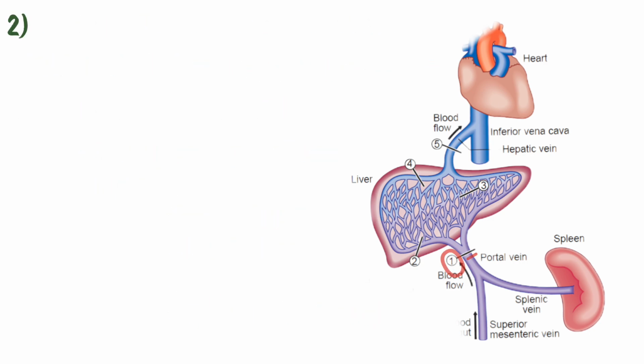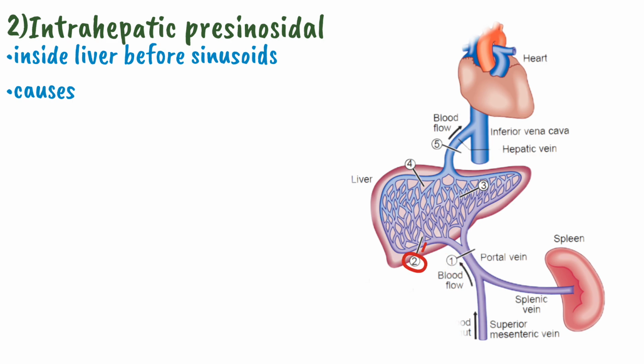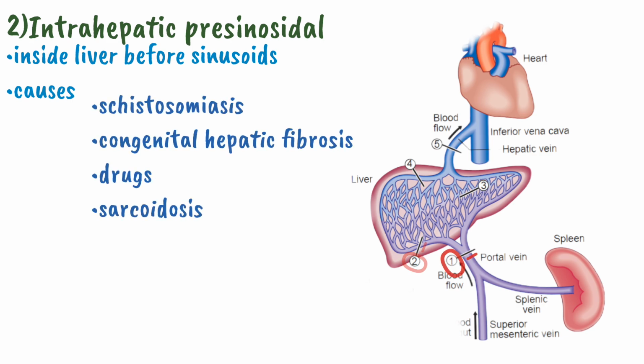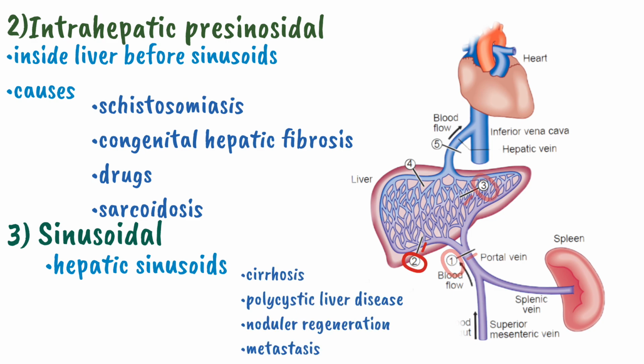The second one is intrahepatic but presinusoidal, meaning the obstruction is inside the liver but before the sinusoids, and this kind of obstruction occurs in schistosomiasis, congenital hepatic fibrosis, drugs and sarcoidosis. The third one is sinusoidal, meaning there is an obstruction in the hepatic sinusoids.